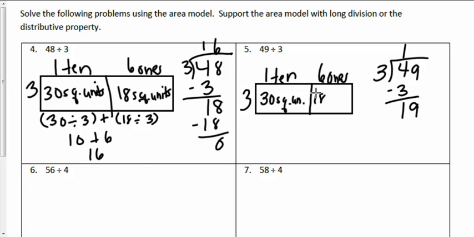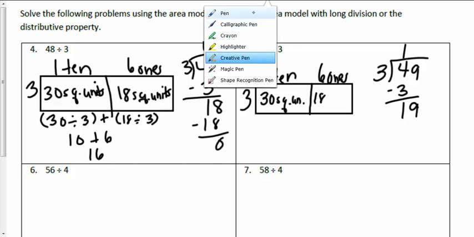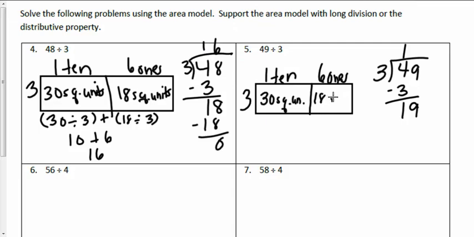That would give me 18 square, oops, put the abbreviation in the wrong spot, didn't I? Oops. Try again. I'm going to just put SU for square units. Okay, so this would be 6. 6 times 3 is 18. That would leave me with a remainder of 1.